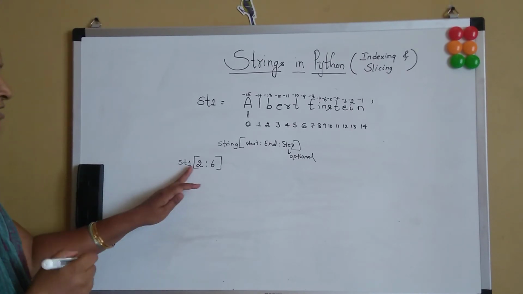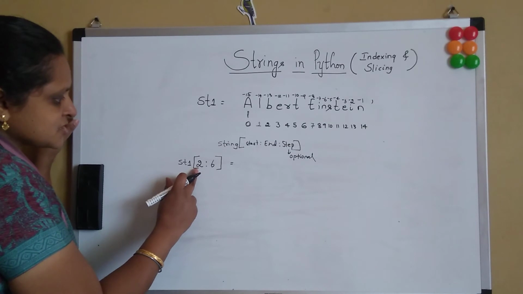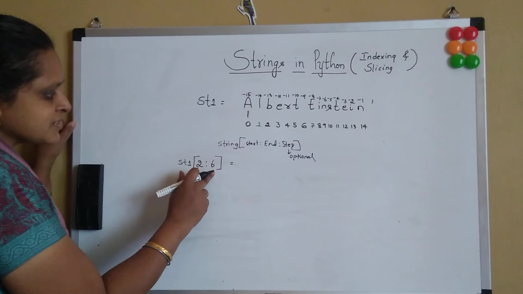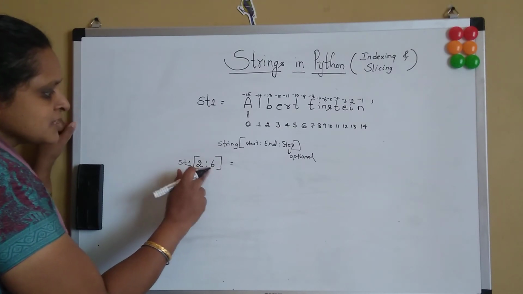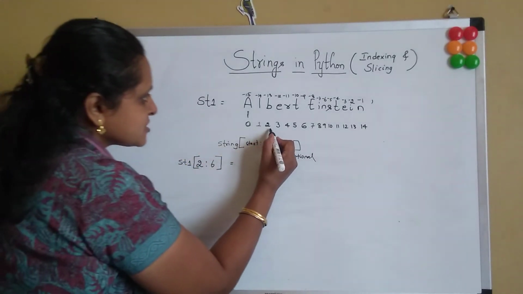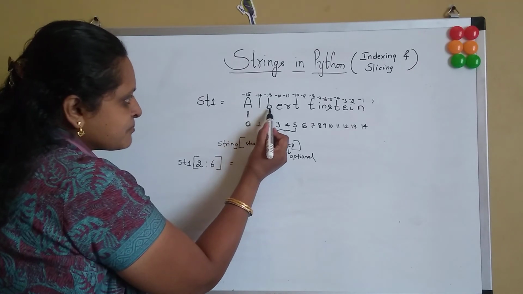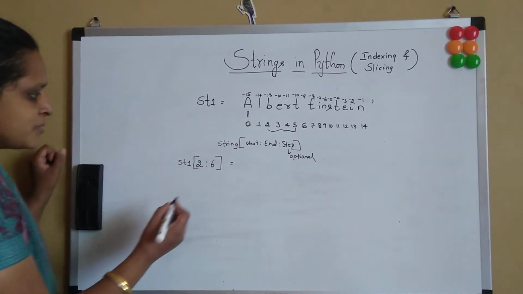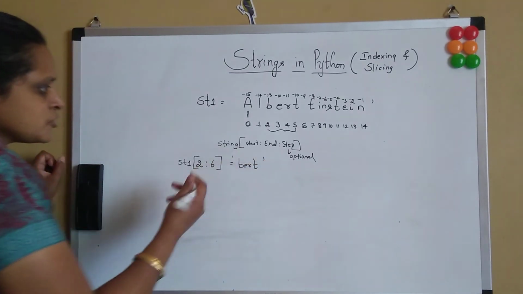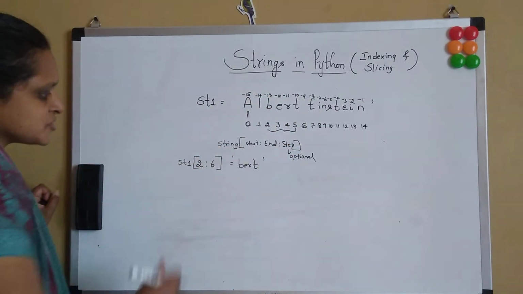So if I give st1[2:6], now it will go from the second position till the fifth position. That is, 6 minus 1 we have to consider. 6 minus 1 is 5. So it will span from the second position to the fifth position. So second to fifth, the letters B, E, R and P would be displayed on the screen. So it will fetch a series of characters, or a substring, from the main string.